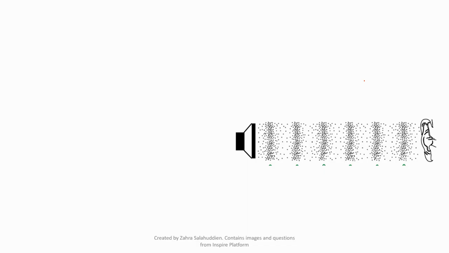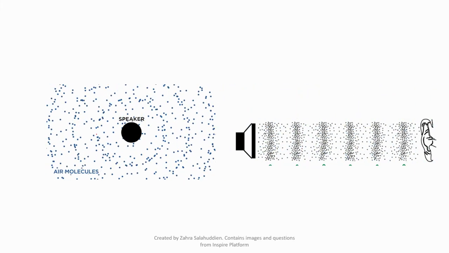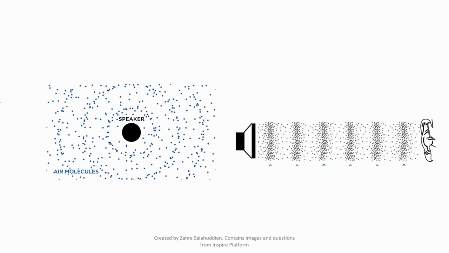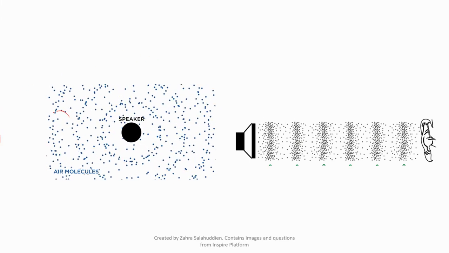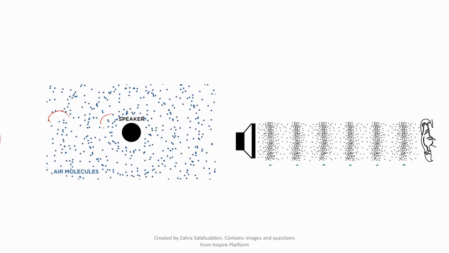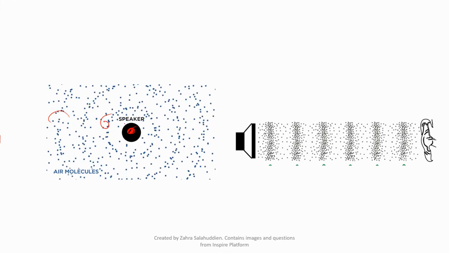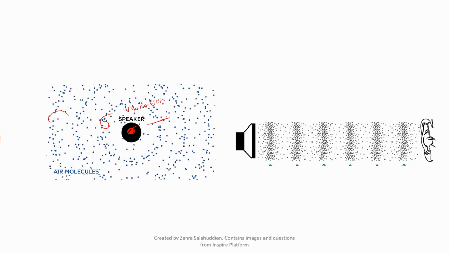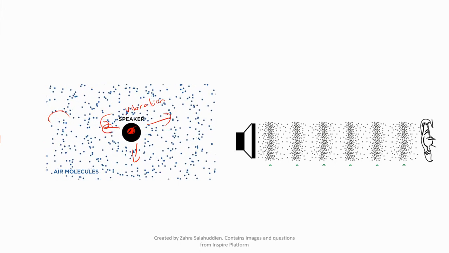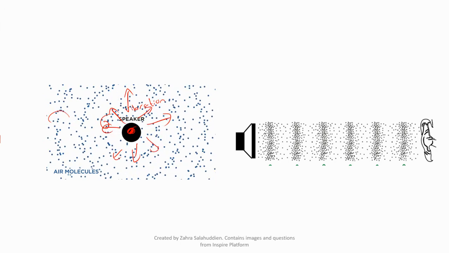So let's discuss what we know about sound. Sound travels in all directions. Over here we can see that this is where it starts, the vibration that starts the sound. And we can see that it travels outward in all directions from the source. So that's the first point we need to know.